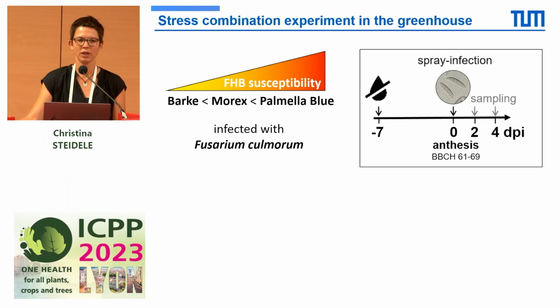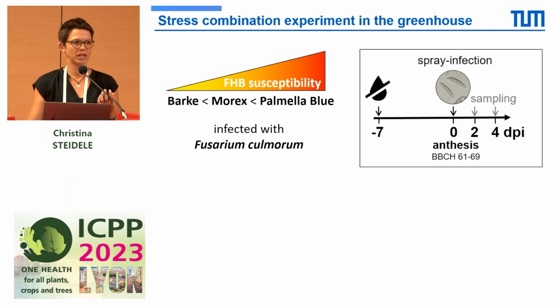our plants. And in order to facilitate an equal infection in our well-irrigated and also in our drought-stressed plants, we bagged the spikes in plastic bags so that we can make sure that Fusarium is growing equally in all of our samples. And then after 2 and 4 days, we sampled them.